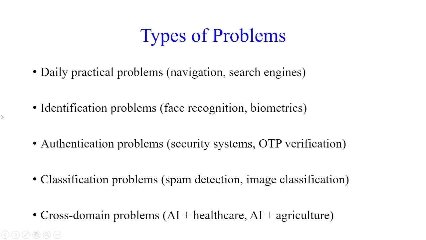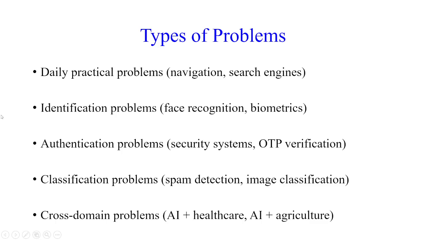Now we'll talk about the types of problems. What kind of problems does AI actually solve? We are saying it's used everywhere, but what kind of problem does it actually solve? Generally, the first one is daily practical problems. These are the problems that we encounter in our daily life, even without realizing that AI is involved. We use Google Maps for navigation. These use AI to give you the right result at the right time.